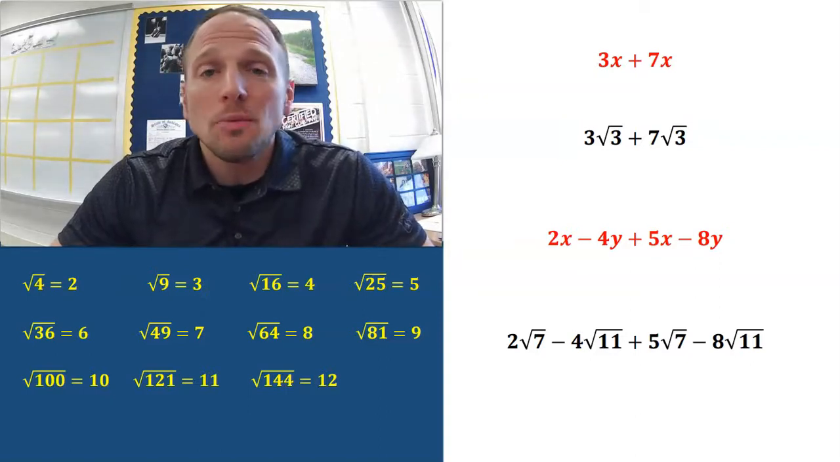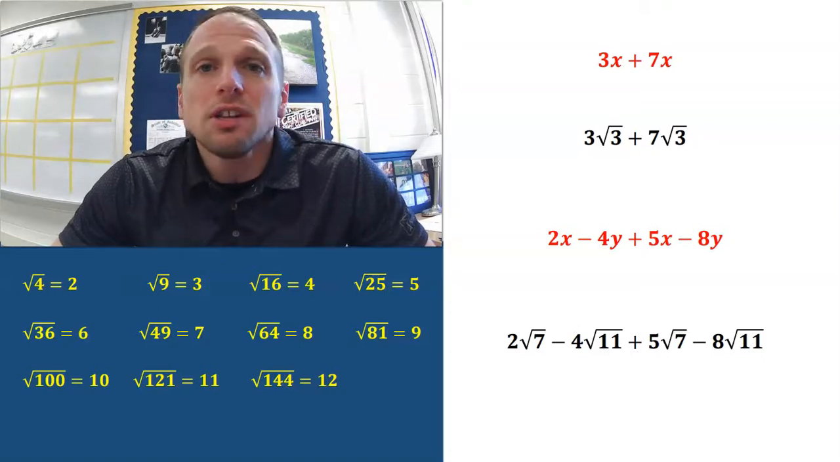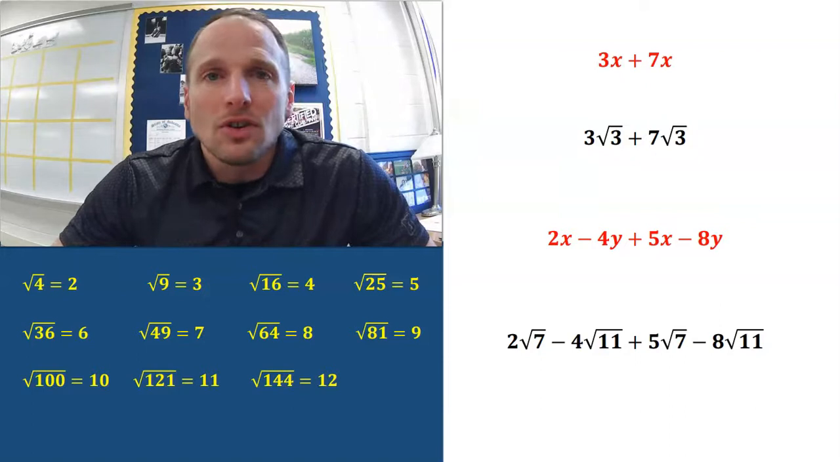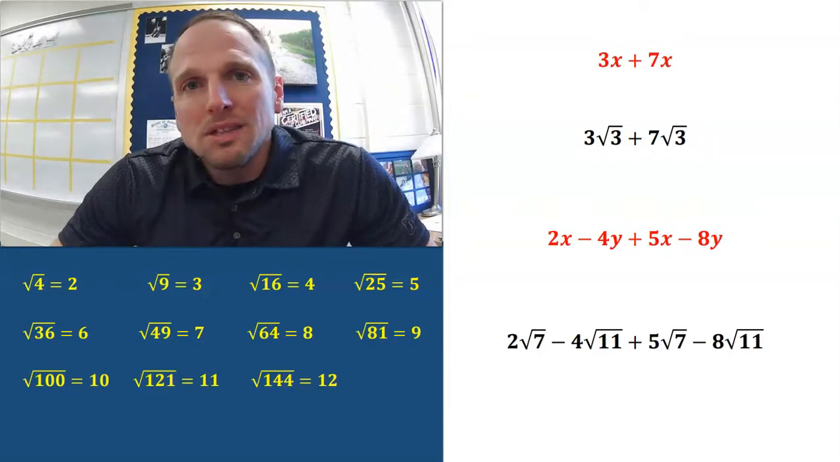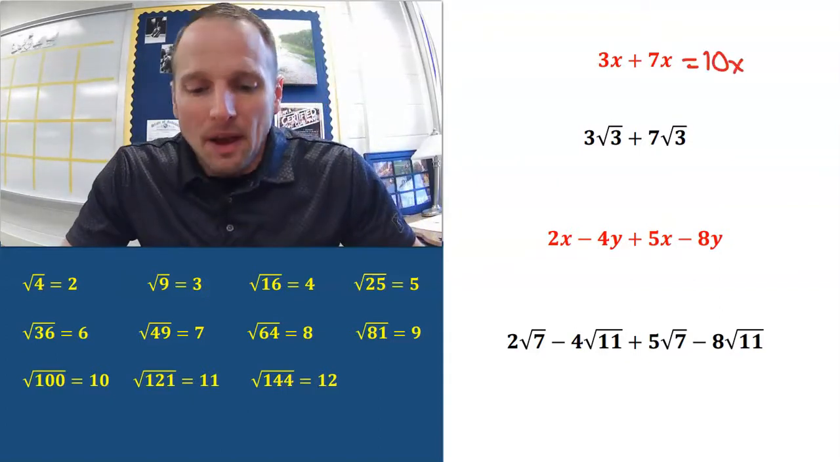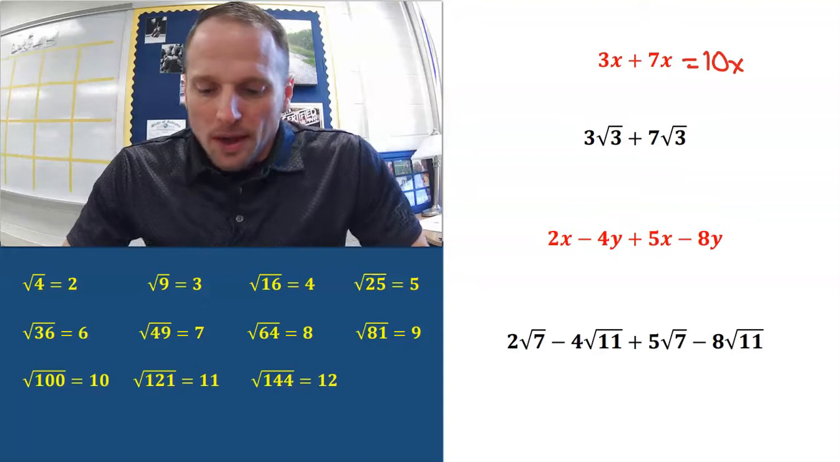Now, this first problem you already know how to do. 3x plus 7x. You see that those are like terms, the x's, so all we have to do is combine those like terms, and we have 3 of them, and we add 7 of them, and that's going to be 10 of them. This is just going to be 10x.